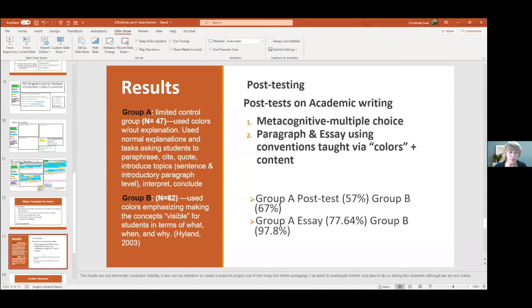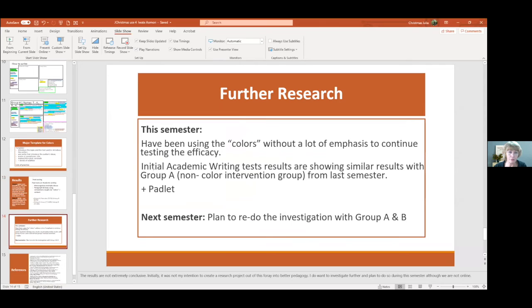So what I'm going to do next, this semester, I've been using the colors a little bit without a lot of emphasis, just to continue seeing what happens when I don't. And the initial academic writing test results are showing similar results with Group A from last. So I'm also using Padlet this semester that I had not used before. So you cannot use the colors with Padlet as well.